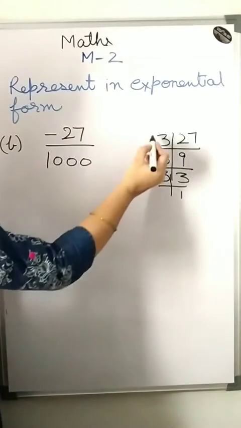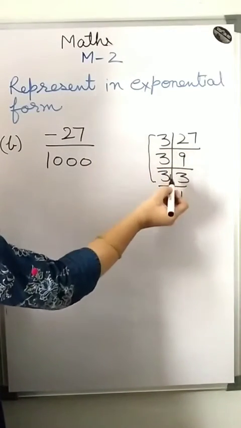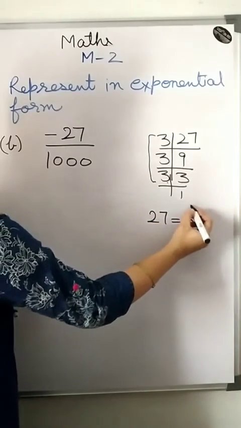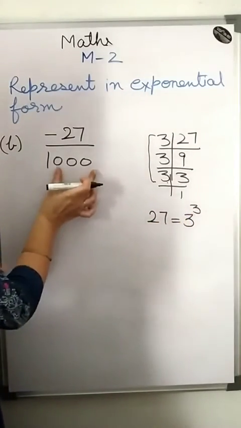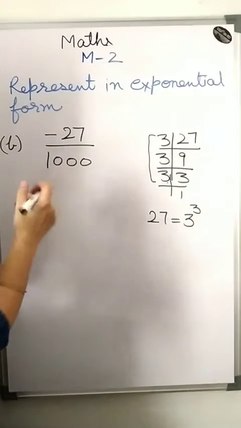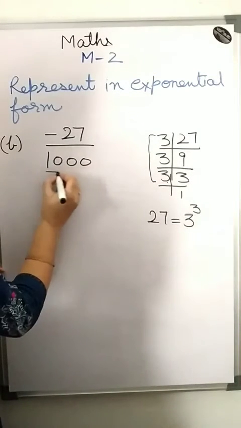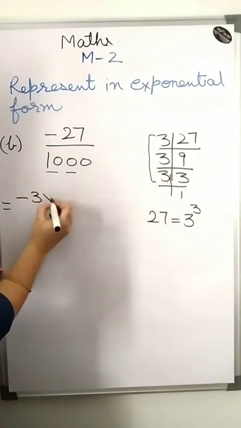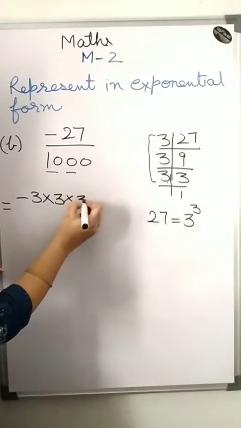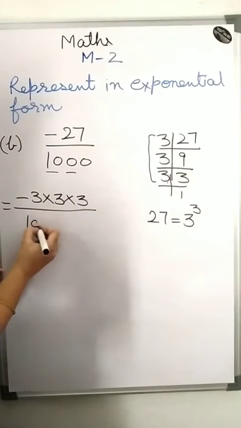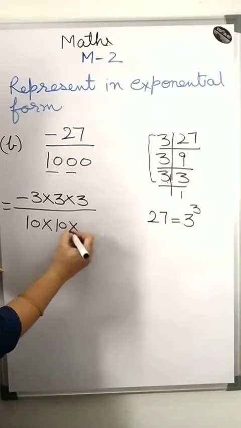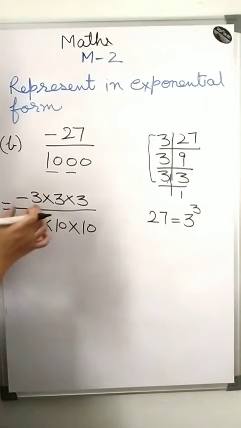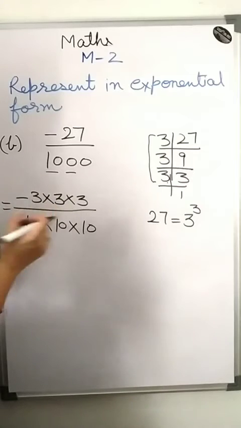And this one we can, because 27 is equivalent to 3 to the power 3. So we want to convert this one also in the power of 3. Then how do we convert? If we write down 10 multiply 10 multiply 10, here we can write 3 multiply 3 multiply 3, and here we can write 10 multiply 10 multiply 10. If we write down this one, then the power will be same. Then minus 3, then how do we write minus 3?